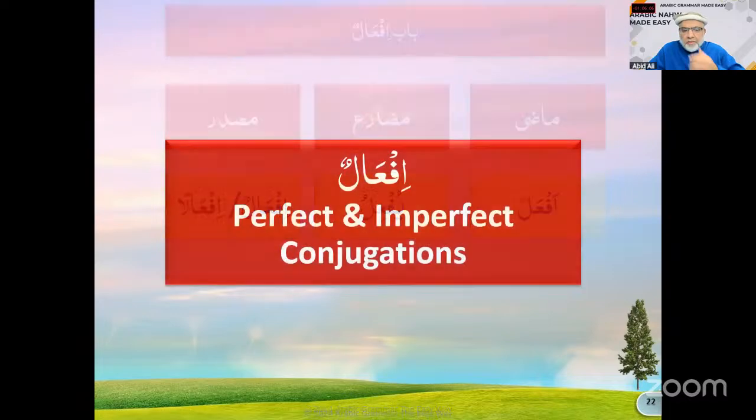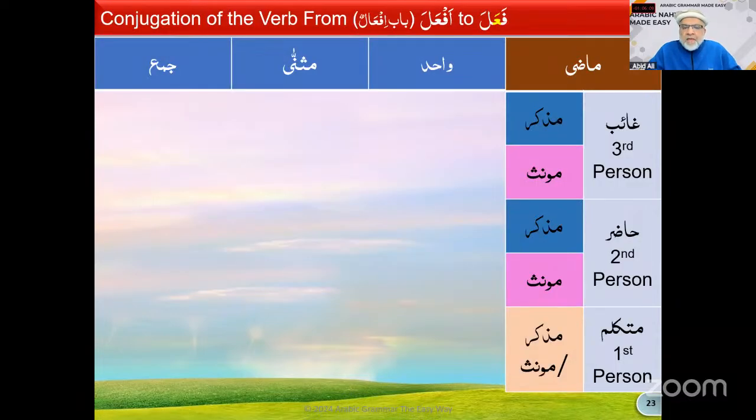Okay, now to understand this, if I show you the first Mujarrad version, we know Fa'ala, right? We know Fa'ala. And if you say you don't know Fa'ala, it is only because you did not practice. Because we have gone over Fa'ala like 1,000 times. Okay.